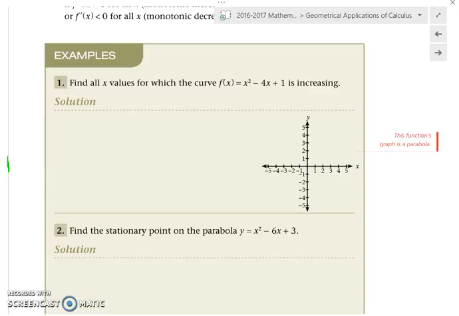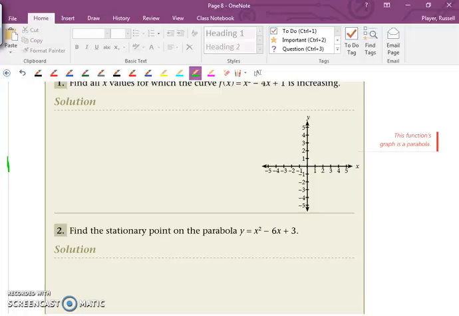Close. Not f of x. F dash x. F dash x represents the what? The derivative. So what do you reckon we've got to do first? Derive it. Yeah. All right. Let's see.